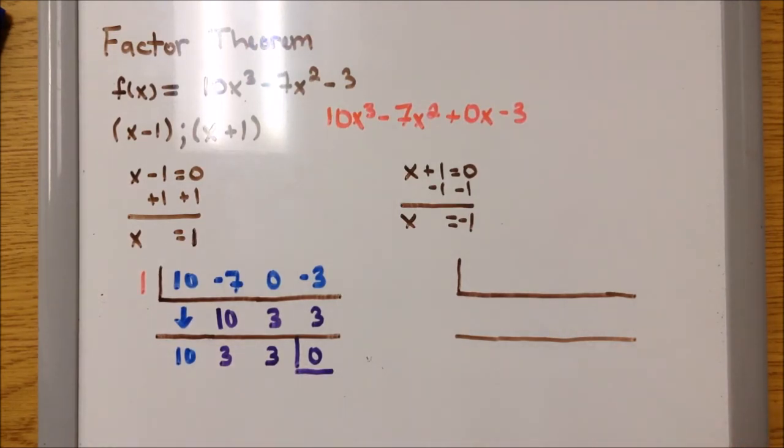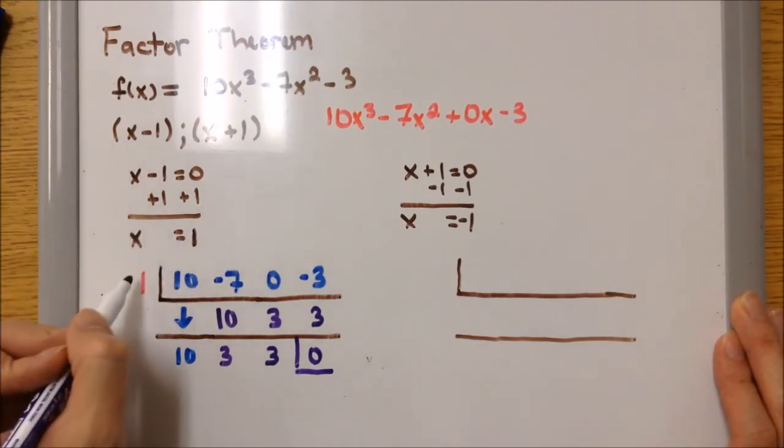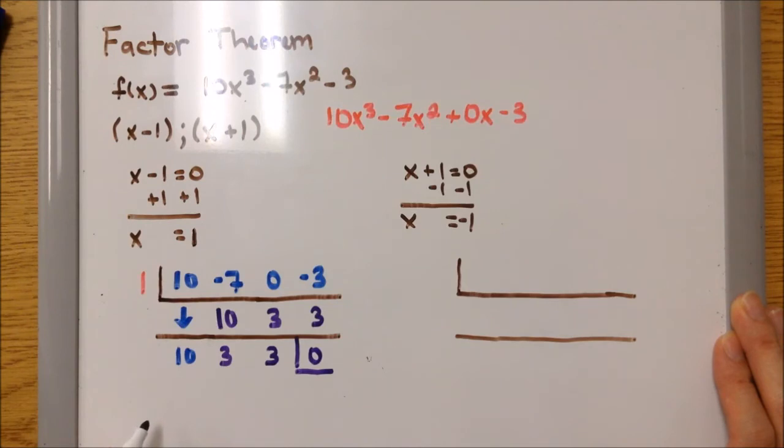Since our remainder equals 0, that means x minus 1 is a factor, or 1 is a 0. So I'm going to write right here, x minus 1 is a factor.